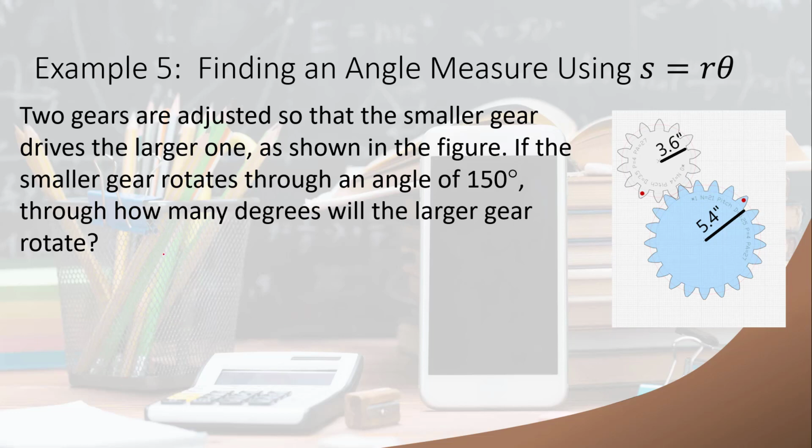As a consequence, the distance traveled by the smaller gear is going to be equal to the distance traveled by the larger gear. Now, the distance traveled by the smaller gear is going to be equal to the radius of the smaller gear times the angle in radians that the smaller gear moves. And that needs to be equal to the radius of the larger gear times the angle that the larger gear moves, which is actually what we are trying to find. Okay, but once again, these have to be in radians. We know that the smaller gear rotated an angle of 150 degrees.